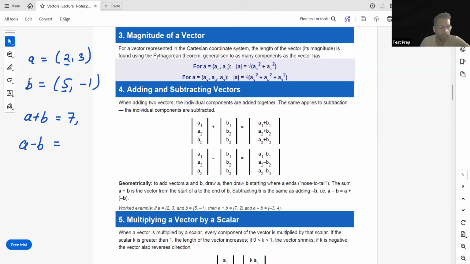Now in case of A plus B, we will add 3 and minus 1, which is equal to 2. In case of subtraction, 2 minus 5 is minus 3. 3 minus 1 is 4. Now is it clear to everyone how to find out the magnitude of a vector and adding and subtraction of the vector? So if anyone has any doubt, please ask. These two are very important.